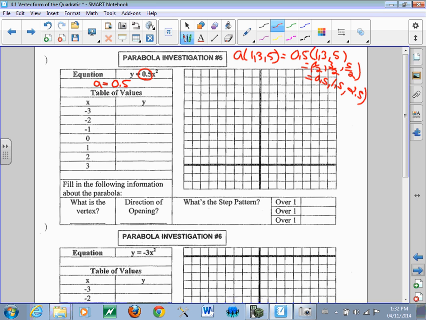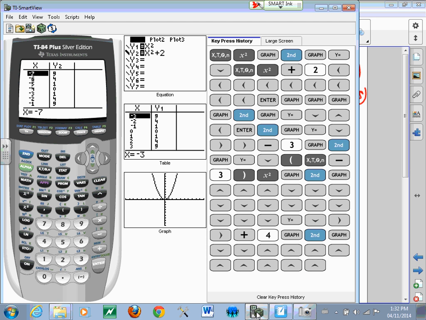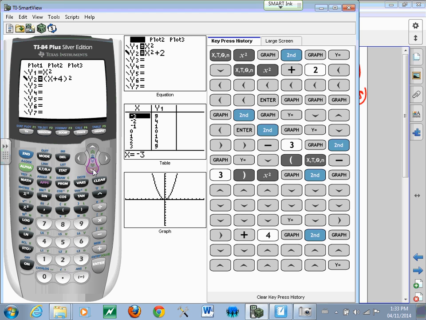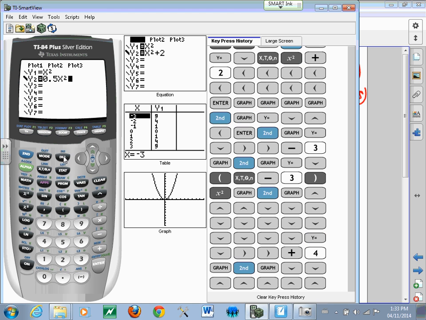Either or is fine. Okay, so those are going to be our steppings. Let's get this graphed up on our calculator here. Go to y equals, and I'll change y2 to 0.5 x squared, and just delete that second one.